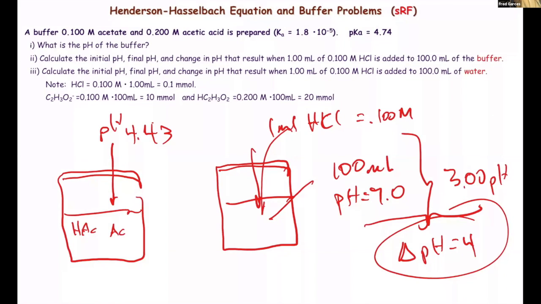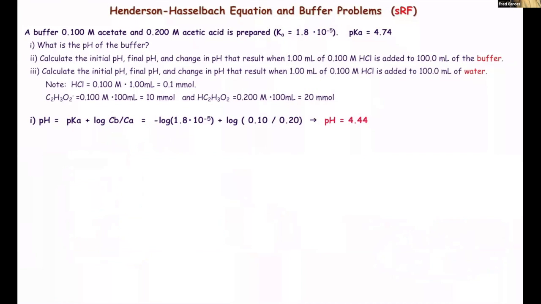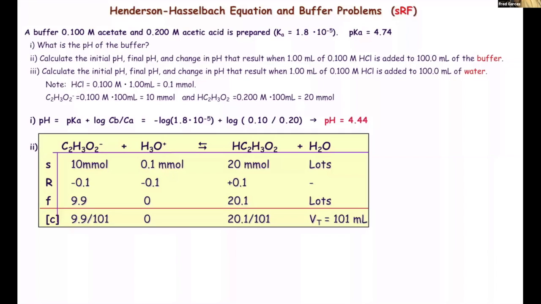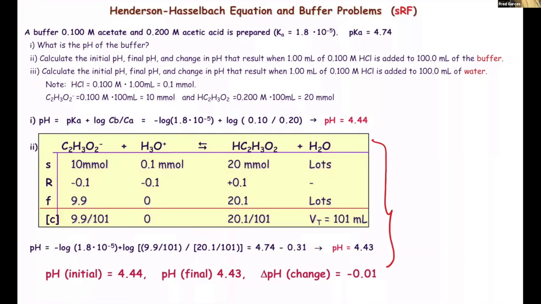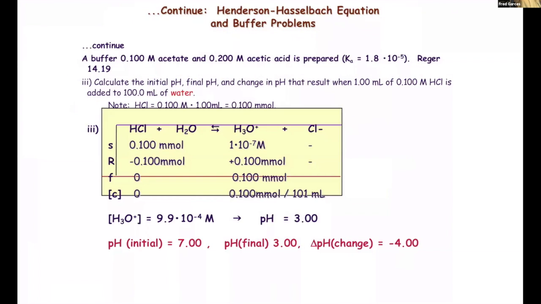Okay, so that's what we see right here. And the second part, I did the math for you. If you contaminate the buffer solution with hydrochloric acid, it goes from 4.44 to 4.43, a difference of minus 0.01. On the other hand, if you have 100 milliliters of water and you contaminate it with 1 ml of hydrochloric acid, the pH changed by 4.